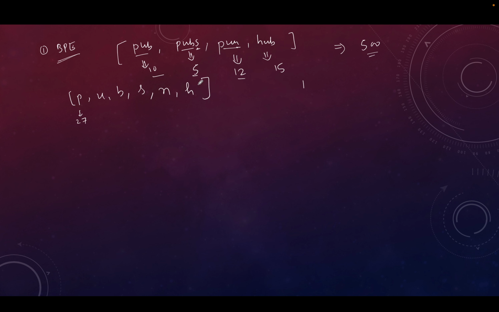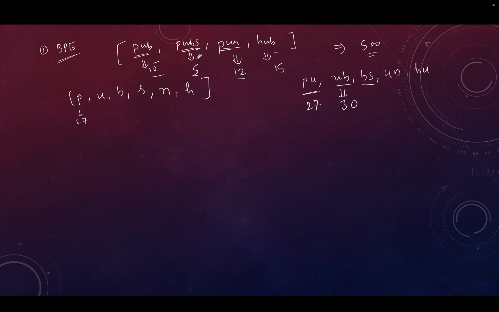Now next you have to include pairs of characters, characters which occur together, one after the other. So pairs can be PU, UB, BS, UN and HU. You will see how many times PU occurs. PU occurs here, here, here. So again 27 times. UB occurs here, here and here. So 15, 15, 30. So this occurs 30 times.